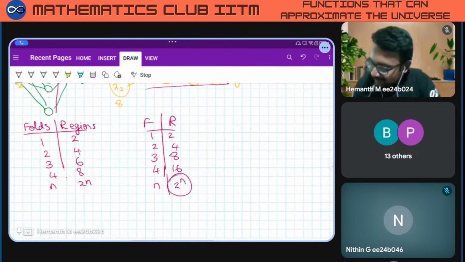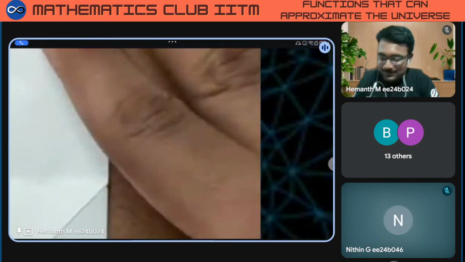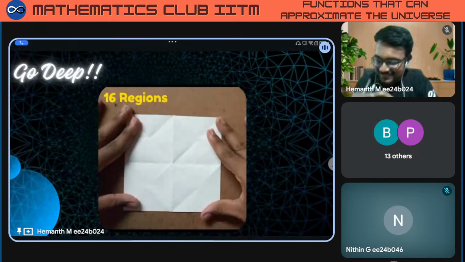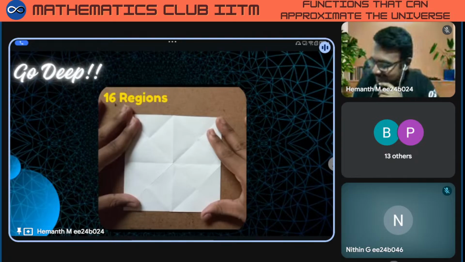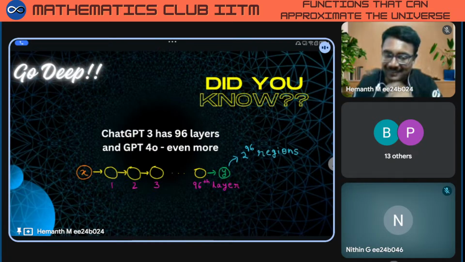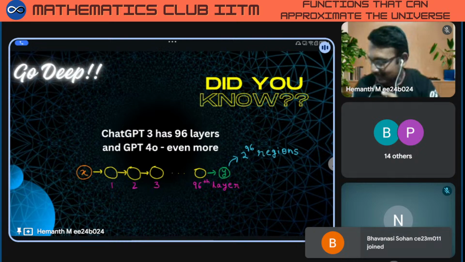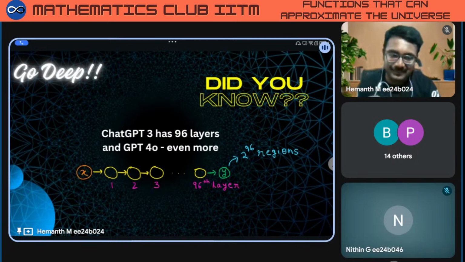Now we'll go back to our presentation and continue. This was the reason why I took up this illustration here. It gives you an intuitive feel of why the depth of the network matters. Now, did you know that ChatGPT 3 has 96 layers? Meaning, one after the other, there are 96 layers, and GPT 4.0 has even more than that. I think they've not officially released the numbers, but obviously it has many more layers than GPT 3.